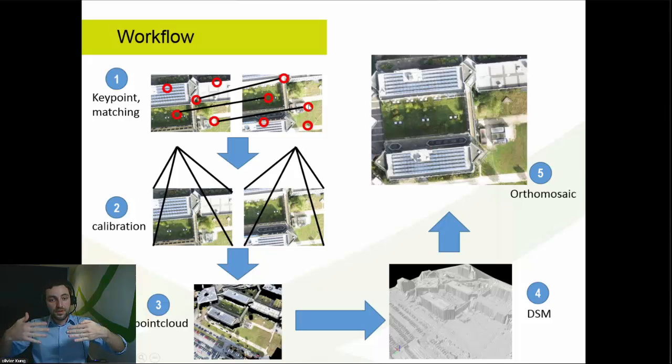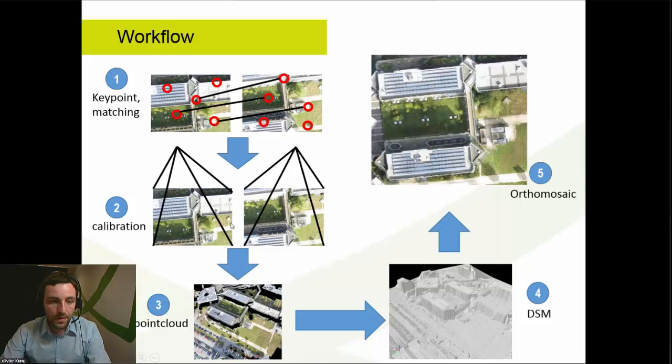By finding correspondences between images, it's able to analyze what's the same, what's different, what has changed. And just by this, it's able to recompute the original position of the camera and the original orientation of the camera with a lot of accuracy. And this is what we call the calibration step.